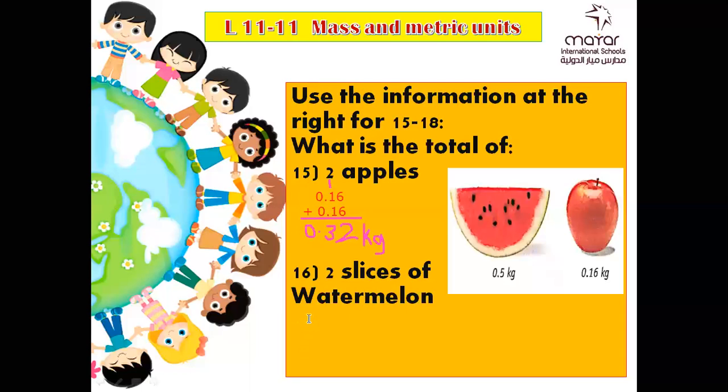2 slices of watermelon. So, 5/10 plus 5/10. Line them up. What is the answer? We start from where? From the right. Excellent. 0, 10, because 1 plus 0 is 1. So it's 1 kilogram. Hard? Of course no.